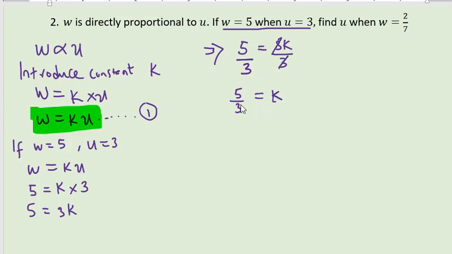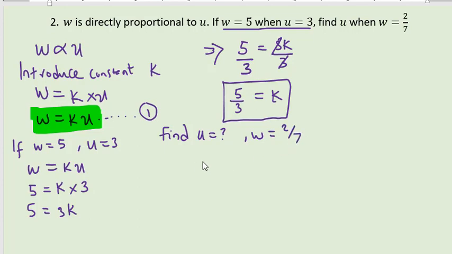Okay, at this very point, we figured out the value of K. So we've solved for K. K is equal to 5 over 3, a fraction. Now the next thing you want to do is to find U when W is equal to 2 over 7. So find U, which means U is unknown, and W is equal to what?